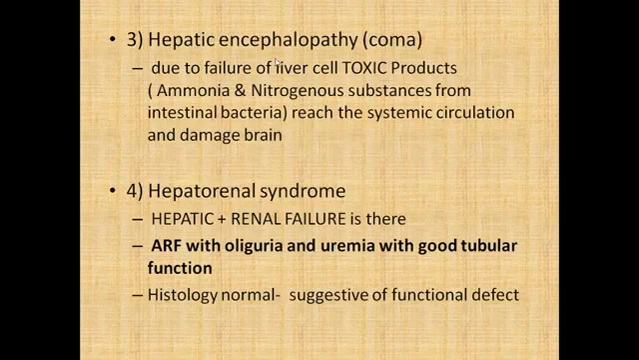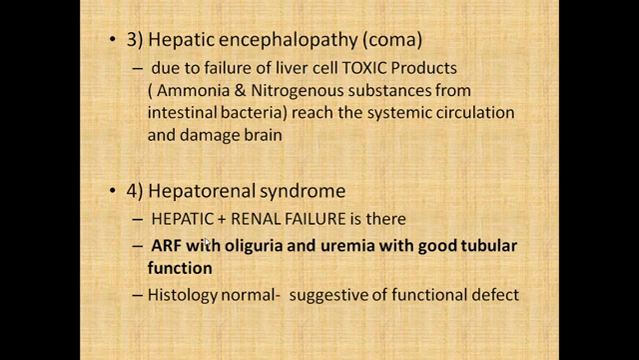Third is hepatic encephalopathy or hepatic coma. What is the cause? Failure of the liver cell to metabolize toxic products like ammonia and nitrogenous substances from the intestinal bacteria, which reach the systemic circulation and damage the brain. Normally, the liver metabolizes this ammonia and nitrogenous substance, but because there is functional loss of 80 to 90% of liver cells, this ammonia and nitrogenous substance reaches the brain directly and damages it. So, hepatic encephalopathy is there.